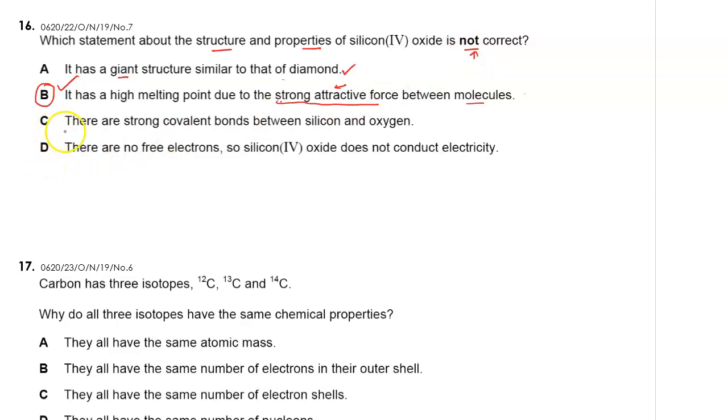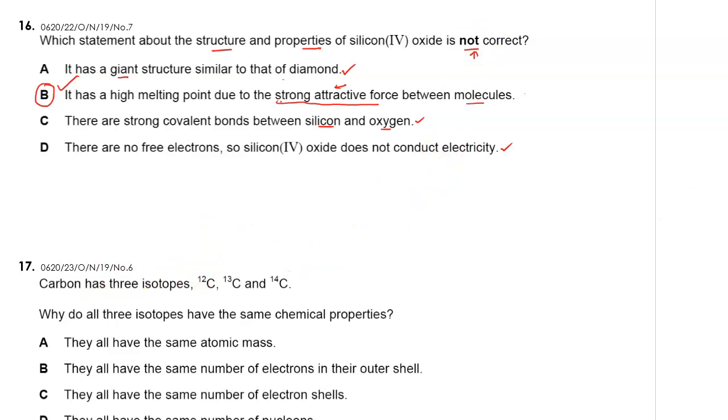Let's see why C is correct. There are strong covalent bonds between silicon and oxygen. That is correct. There are no free electrons, so silicon dioxide does not conduct electricity. That is also correct. So the wrong answer is B, and that happens to be our correct answer because we are looking for the one which is not correct.